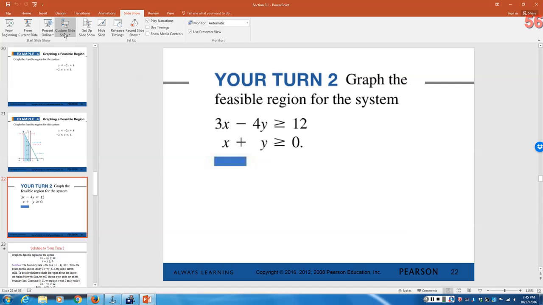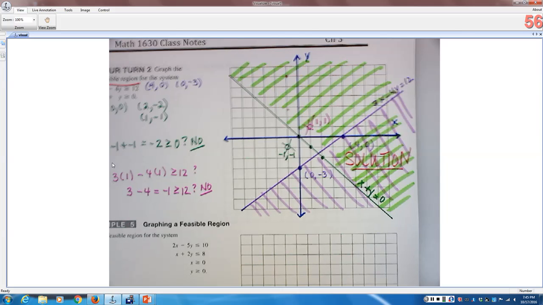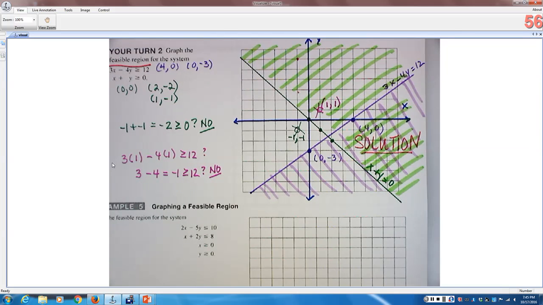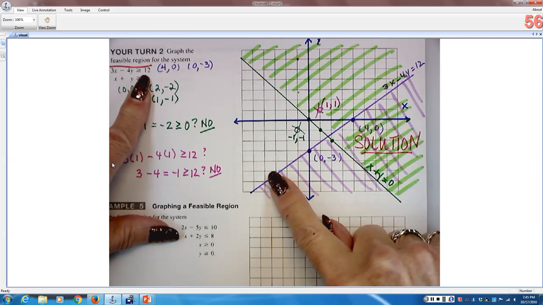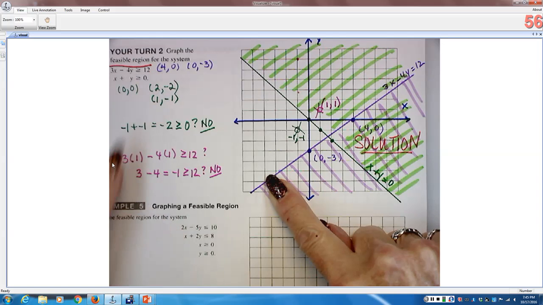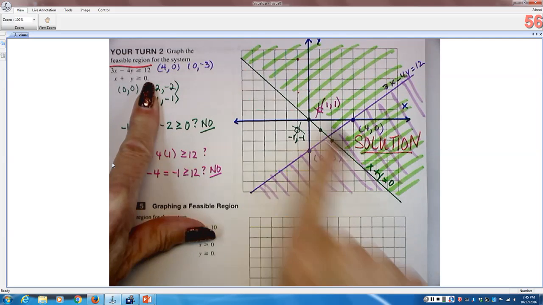Let me go ahead and show you the solution that I have. My part of it is minimal. I did not do a lot of work because you might have done things a little differently from what I did. I graphed 3x minus 4y equals 12, which is this line. And then I graphed x plus y equals 0, which is this line.